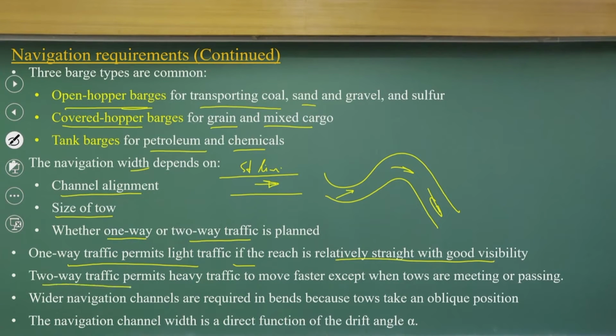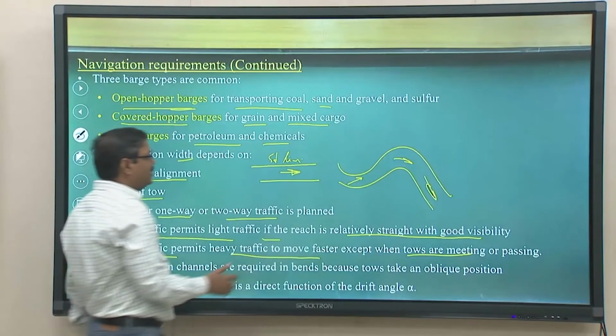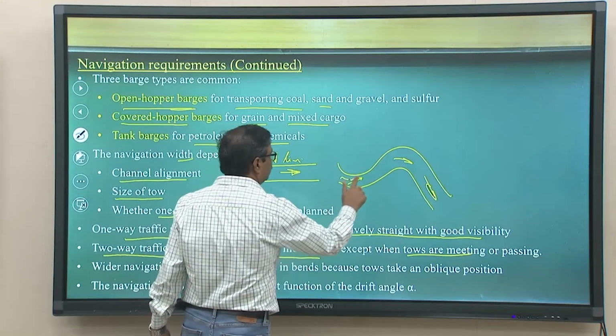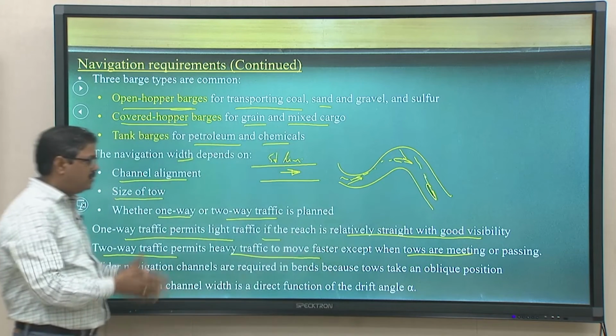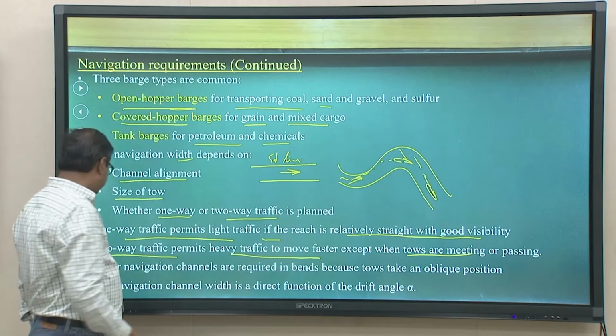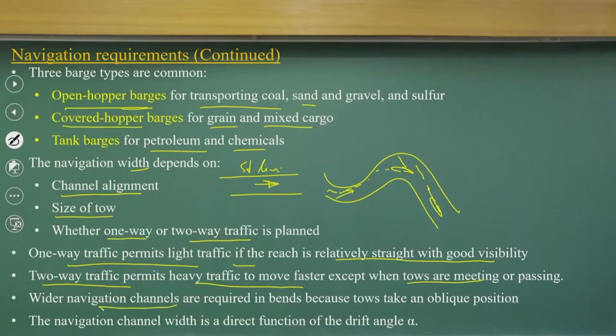For two way traffic, heavy traffic needs to move fast, but tows are meeting or passing. So, we try to know the tow spacing in the case of river meanders and river bends. Wider navigation channels are required for bends, where vessels take oblique positions. In a bend, the navigation vessels will have oblique positions.